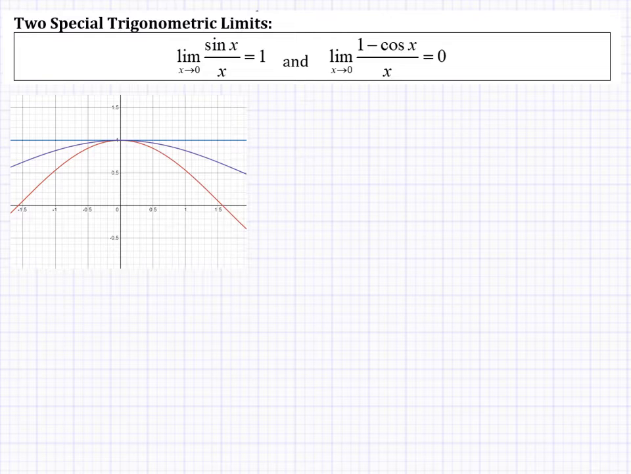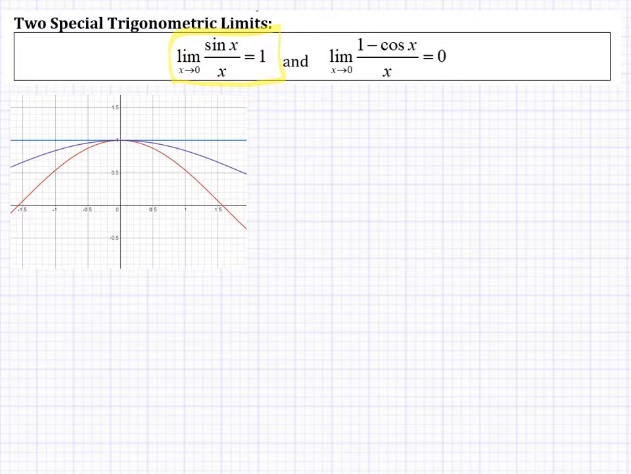But really, there's two reasons for giving these examples. One, we can see an example of the squeeze theorem. And two, these two limits will help us do other trigonometric limits. Okay, so let's look at this first one: the limit as x approaches 0 of sine x over x equals 1.